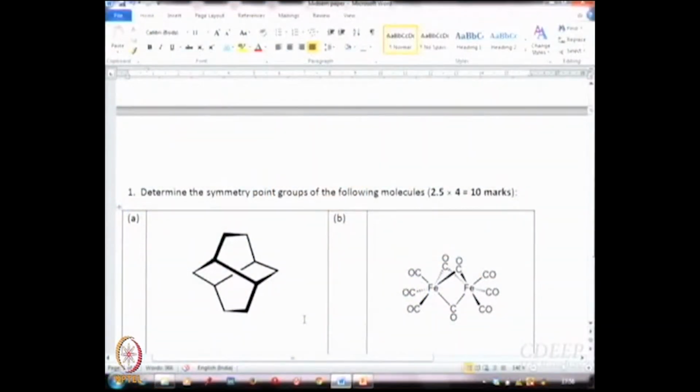Sure. What is this molecule called, by the way? Do we know? It's called a twistane. So you can see the twist, right? It's full of twists. Yes, it's a twistane. All right. So these are the two C2 axes. Any other symmetry operation, symmetry element? No. Right. Okay. So how many marks are there for this?